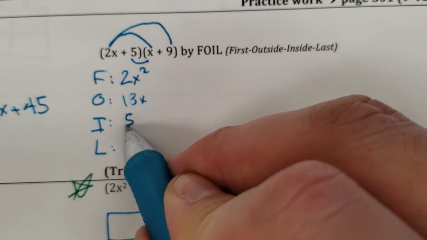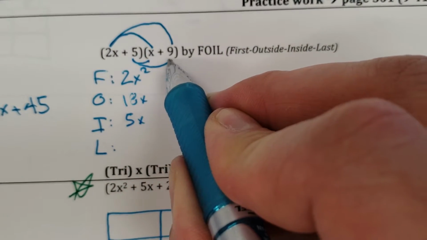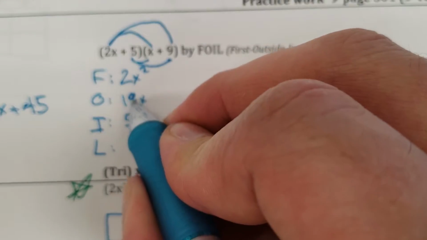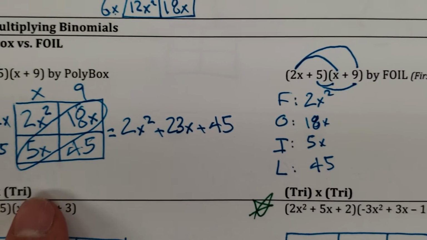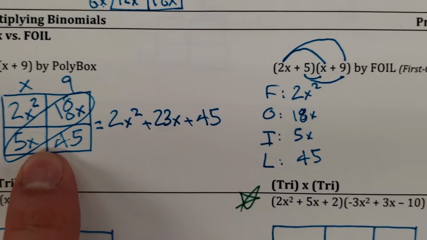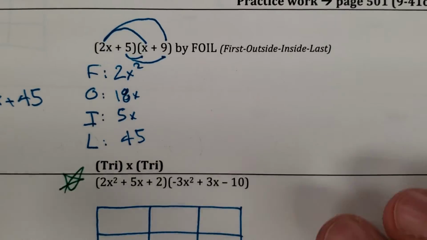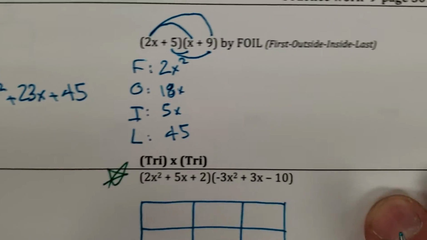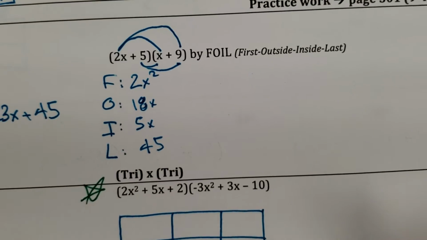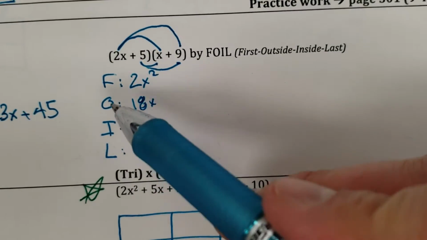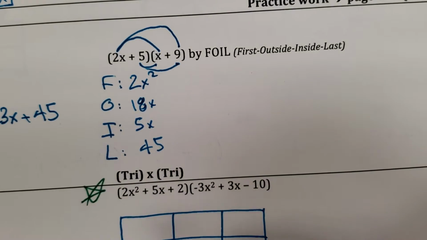Inside items would be a 5x. Last items would be a 45. Notice you get the same 4 pieces that you would get from the polybox. Okay, so this is mental math. It's doing the same 4 multiplications, but in your mind. Some people like to write out the FOIL. Some people just do the 4 multiplications. They write them out in a string. That's what some people do.